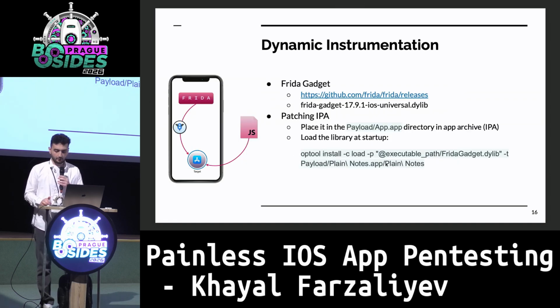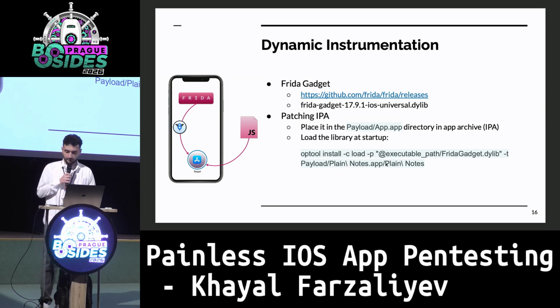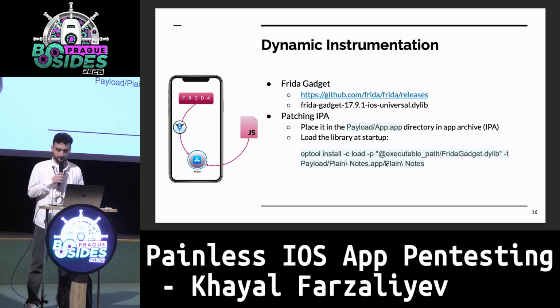So how do we actually put Frida Gadget into an IPA? Let's walk through it. First, we need to download Frida Gadget itself. You can find it in the Frida project's GitHub releases page. The file you want is called something like frida-gadget-version-ios-universal.dylib.